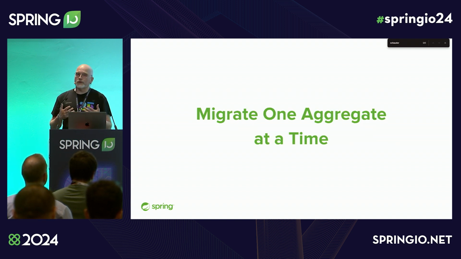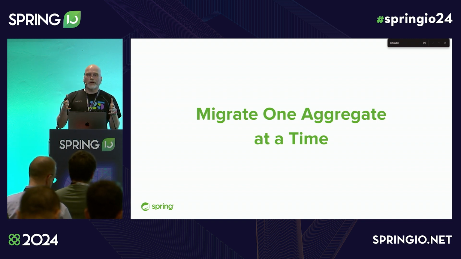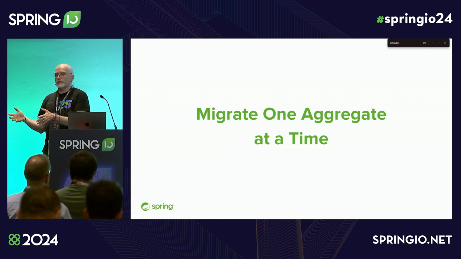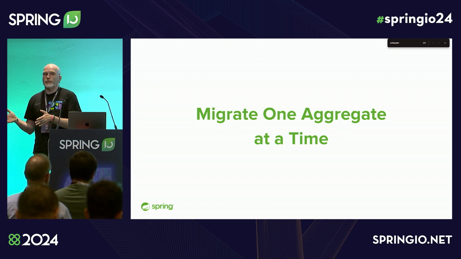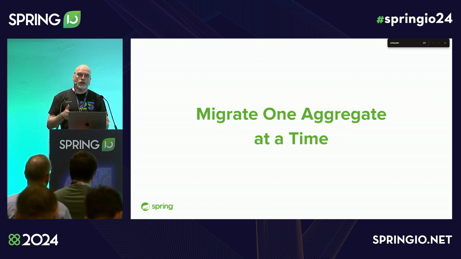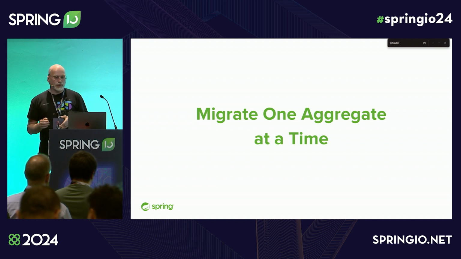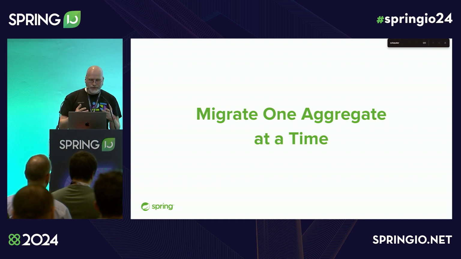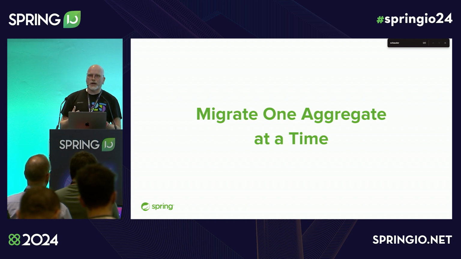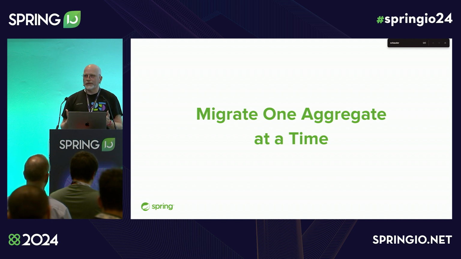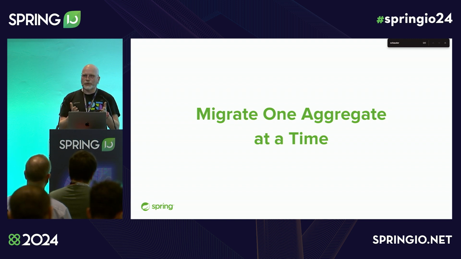Once you have those that you need for all your aggregates, you can take an aggregate and actually convert it. Replace all the mapping information from JPA to Spring Data JDBC. And that's the one thing that you can't really break down into smaller steps, because obviously you can't have an entity that is 50% JPA and 50% Spring Data JDBC. I can't even imagine how that would be supposed to work.